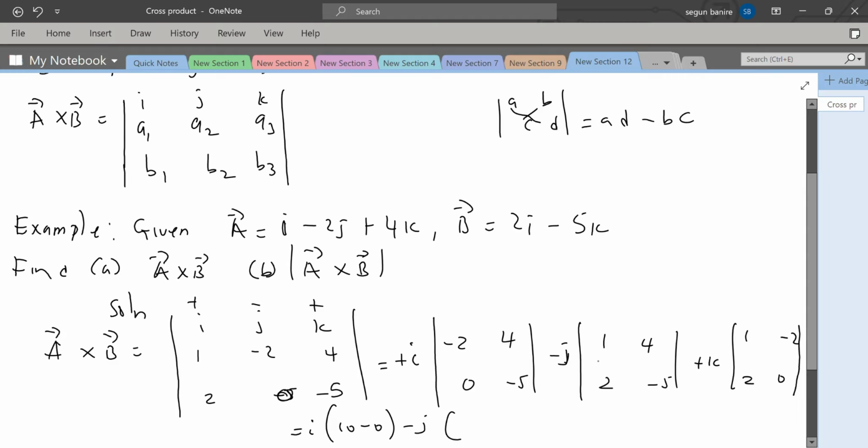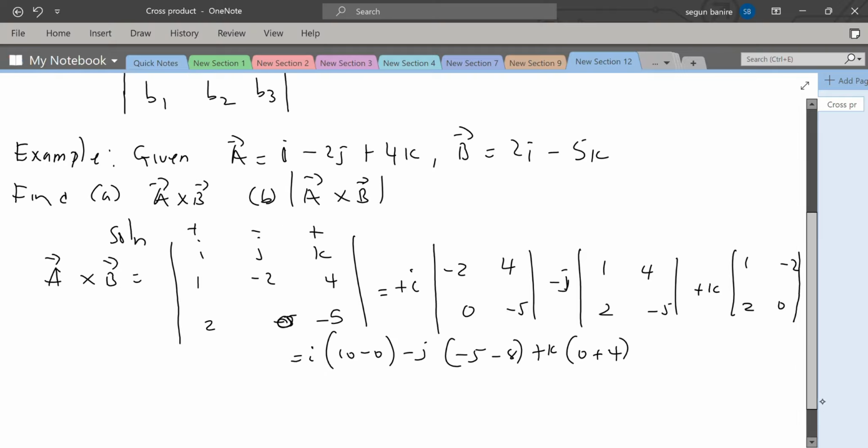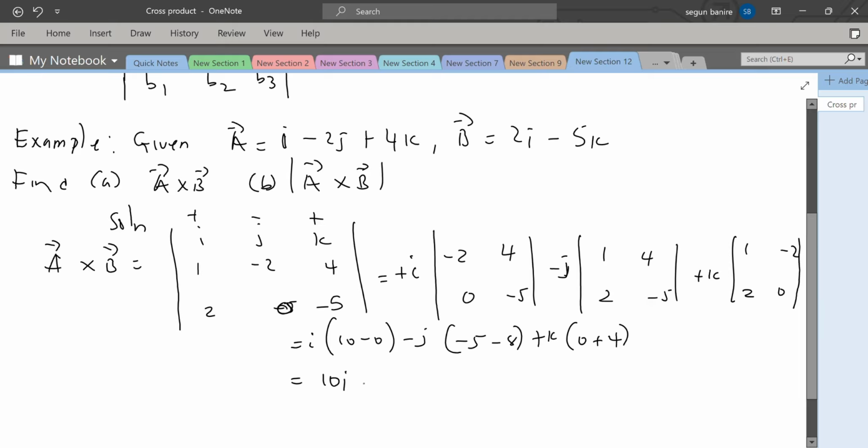Next you put minus j. 1 times minus 5 gives you minus 5, and 2 times 4 is 8. There is a minus, so that will give me minus 8. Plus k: 1 times 0 is 0, and 2 times minus 2 gives minus 4, but because there is a minus, we change it to plus 4. So now you get 10i minus, this is 5 and 8, which is 13, so minus 13j. Multiplying with the minus again gives you plus 13j, and this will be plus 4k.